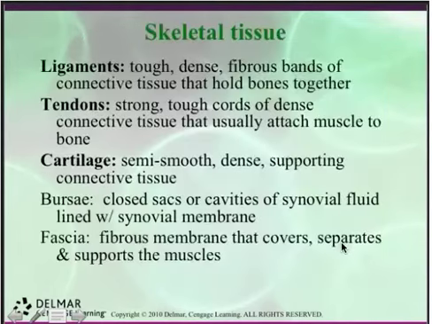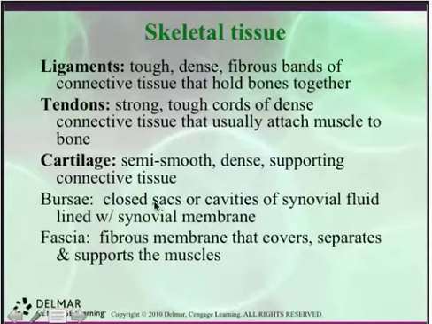If we look at skeletal tissue proper, there are other accessory structures that we need to take note of. Ligaments are tough, dense, fibrous bands of connective tissue that hold bones together. Tendons are strong, tough cords of dense connective tissue that attach muscle to bone. And cartilage is semi-smooth, dense, supporting connective tissue.